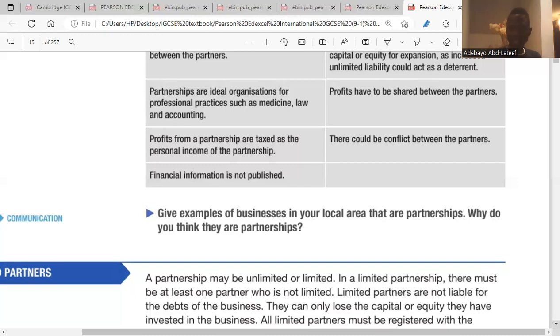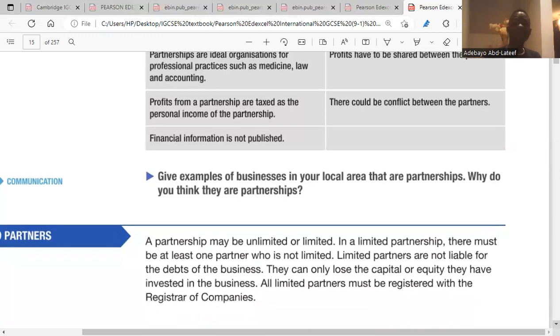The last advantage: financial information is not published, same as the sole trader. So the partnership does not need to publish its financial statements. Nobody needs to know the dealings or operations of the business, in terms of the profit they make, the profits, the assets they have. They won't publish them. That becomes an advantage.